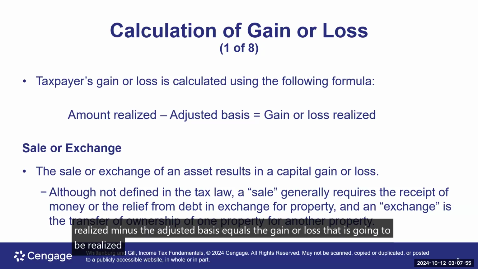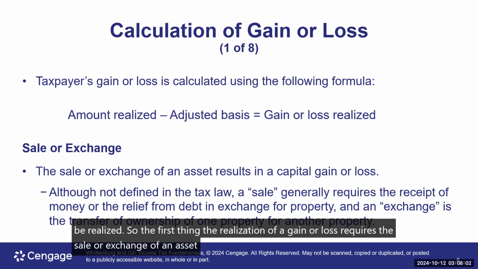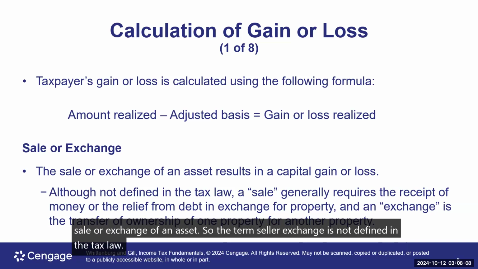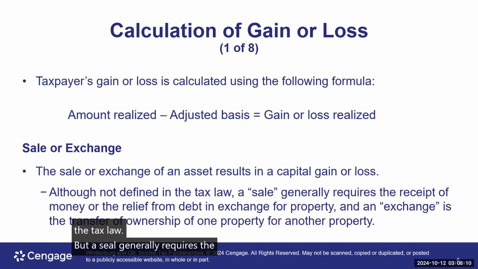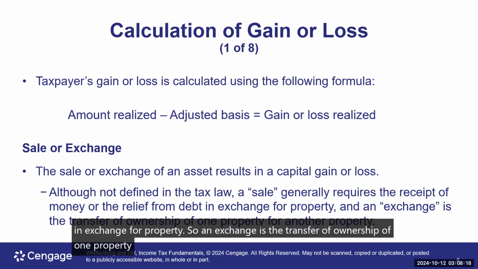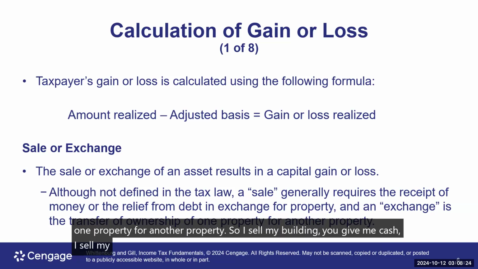The realization of a gain or loss requires the sale or exchange of an asset. The term sale or exchange is not defined in the tax law, but a sale generally requires the receipt of money or the relief of liabilities in exchange for property. An exchange is the transfer of ownership of one property for another property. So I sell my building, you give me cash. I sell my equipment, you give me cash.